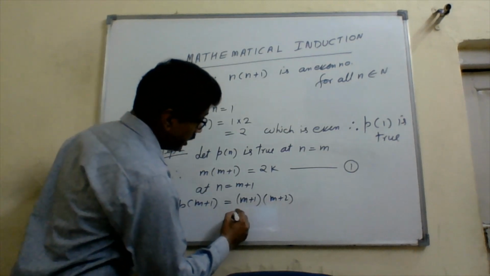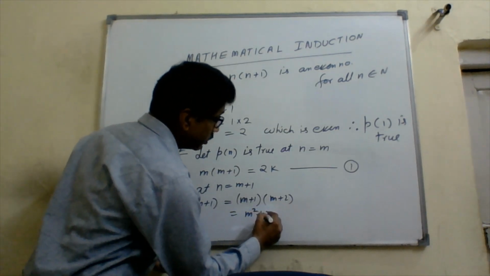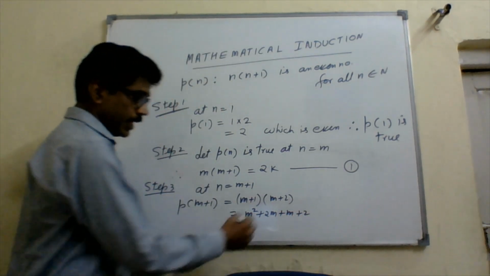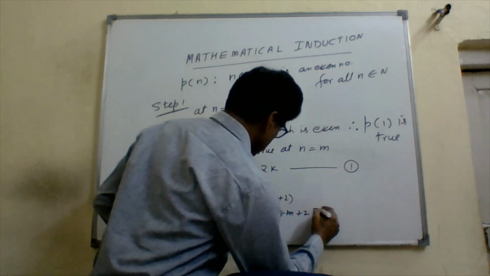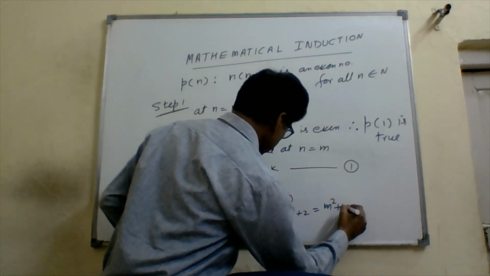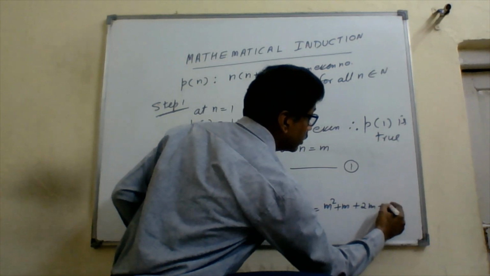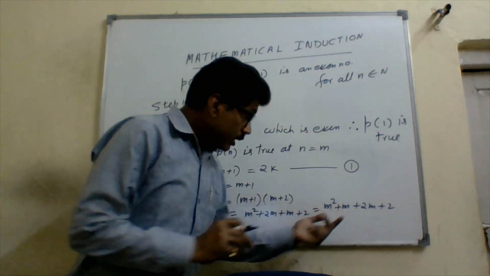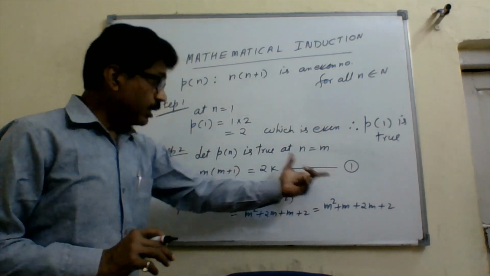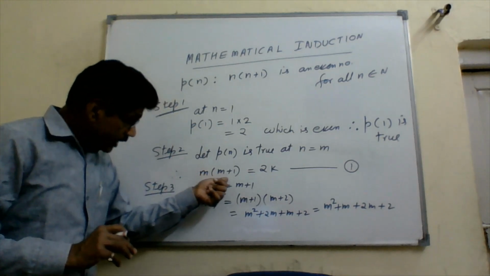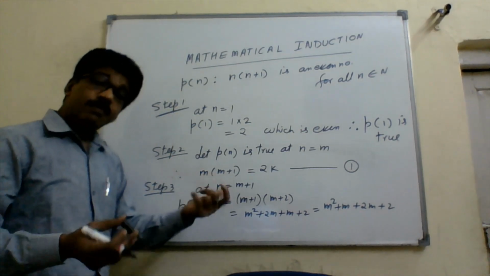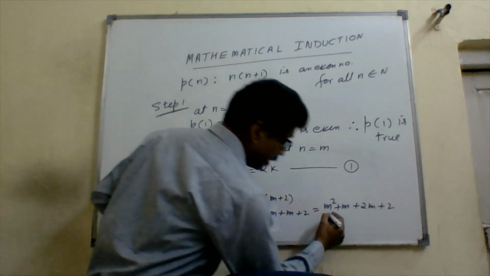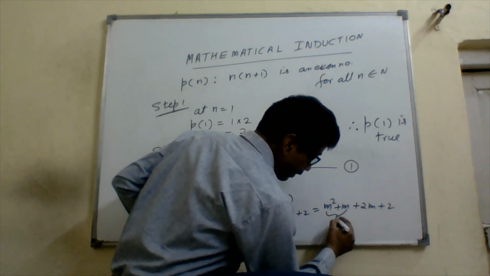Solve this. So you get m square plus 2m plus m plus 2. Okay, now I readjust these two: m square plus m plus 2m plus 2. Now you see equation number 1, and in equation number 1, if you open this bracket, this is m square plus m, and we have already taken that its value is 2k.